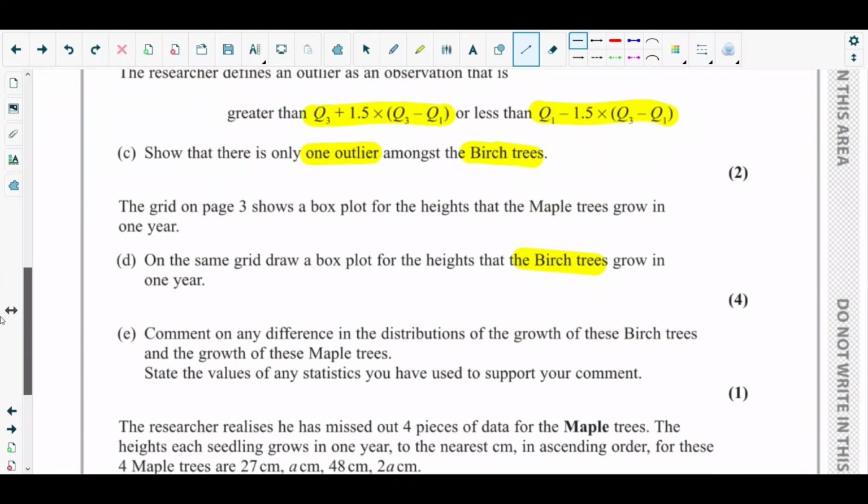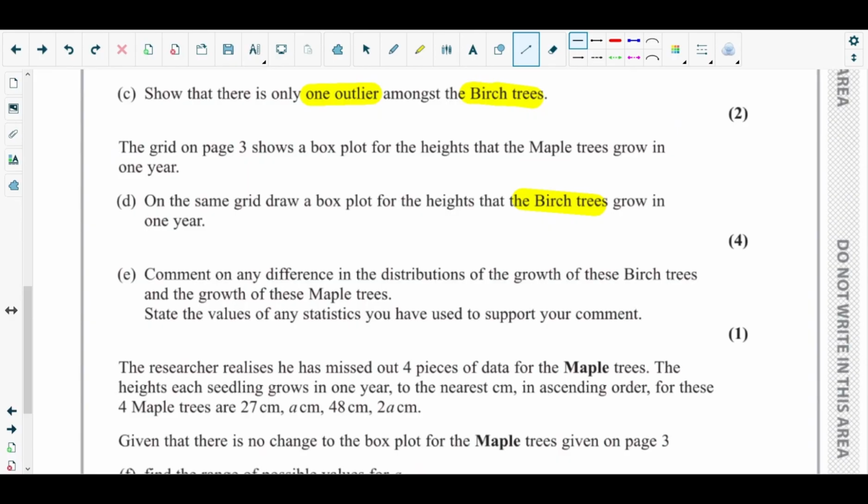Let's see what they have asked next. Part D is done, just the box plot. Part E: comment on any difference in the distributions of the growth of these birch trees and the growth of these maple trees. They have given a hint: state the values of any statistics you have used to support your comment.